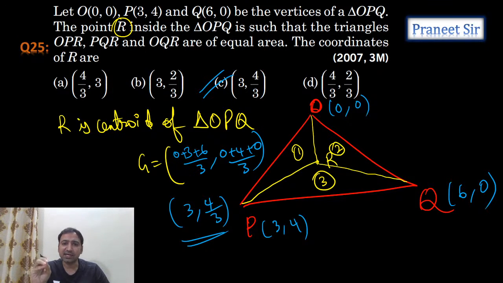So if R is the centroid of triangle OPQ and you join the vertices with the centroid, we'll get three triangles. All these three triangles will have the same area. Correct?